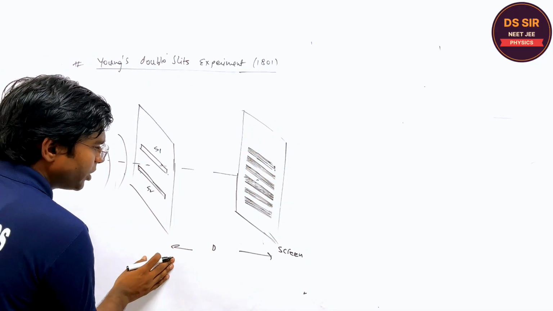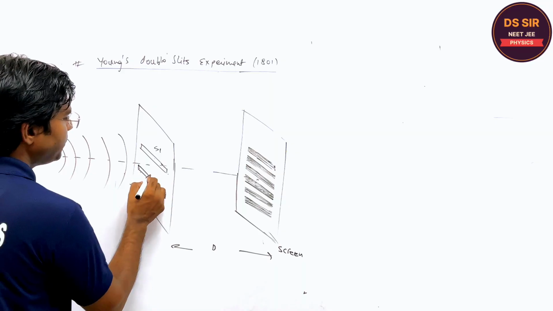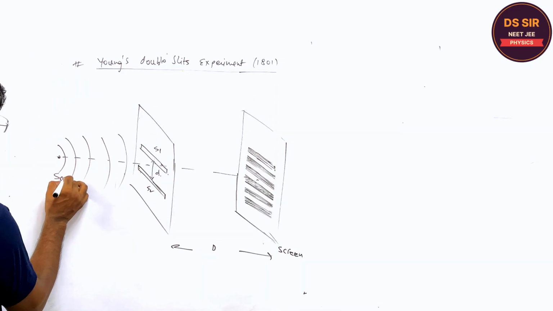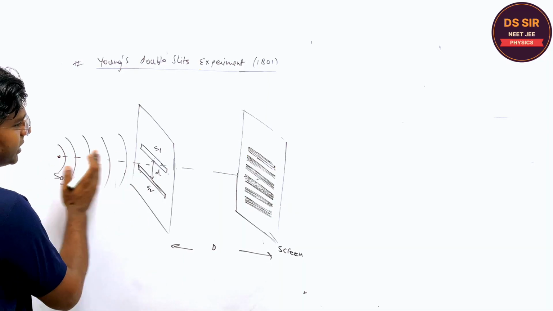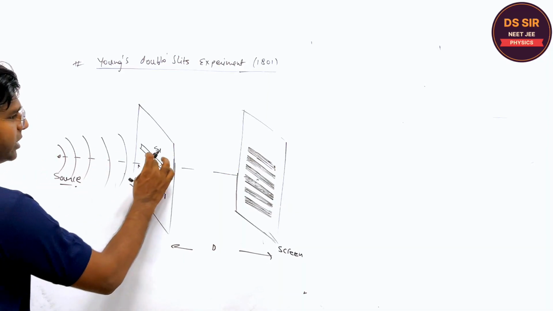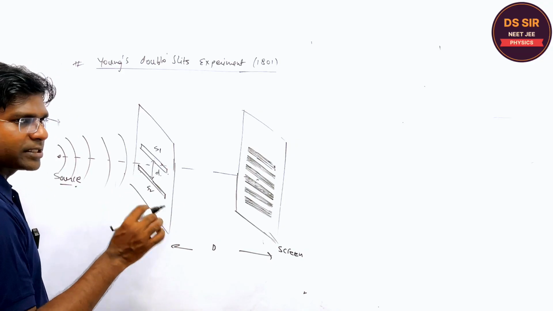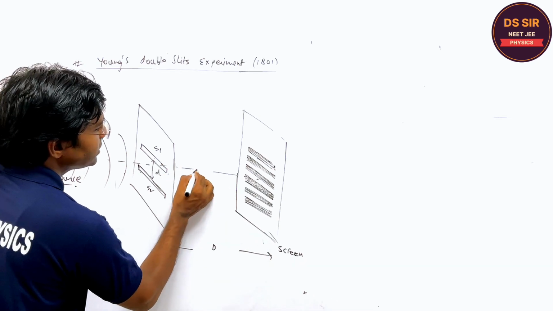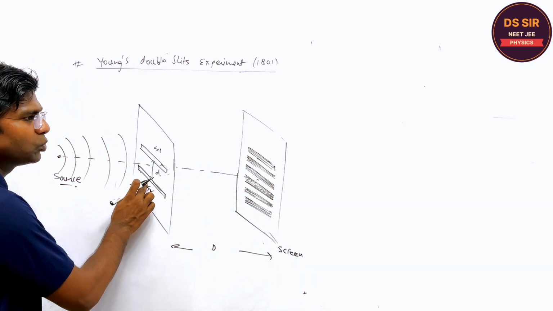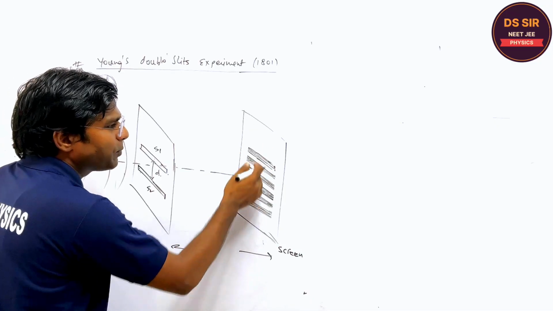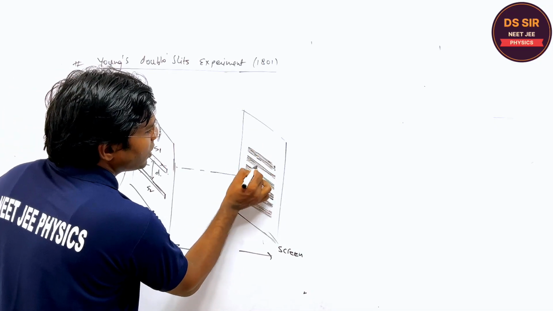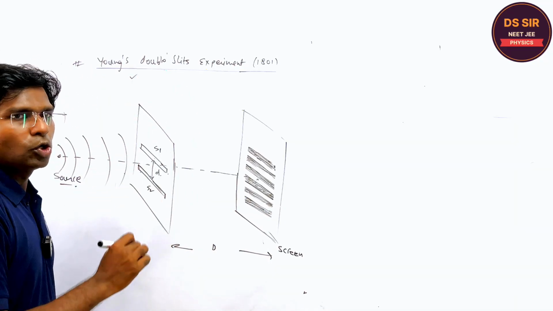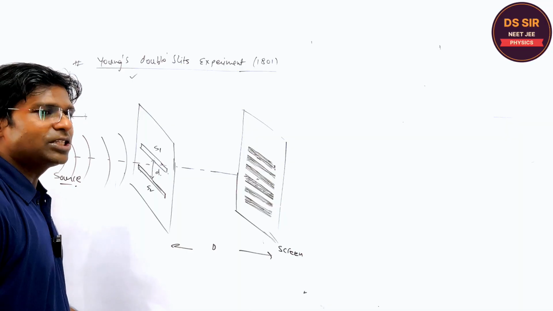This is the slit S1. This is the 3D view I have made. The distance between the two slits is small d, and this is the source of light. When light is incident from the single source, these two slits act as two coherent sources. After distance D, the light incident on the screen after passing through these slits gives consecutive bright and dark fringes. This is the experiment performed by Young to show that light has a wave nature.